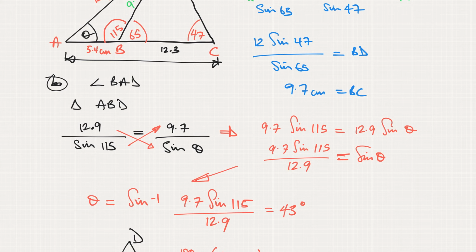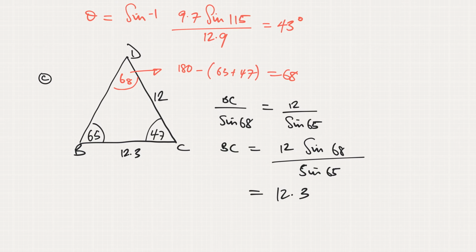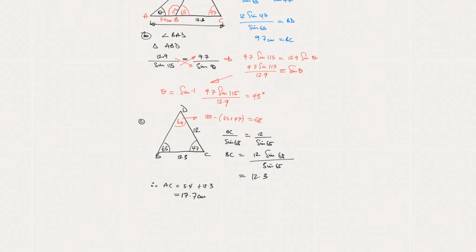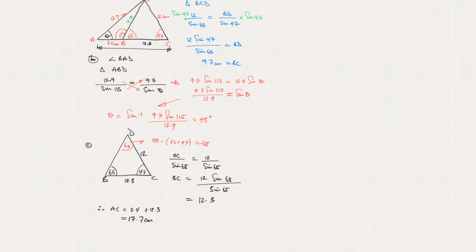So I'll just pop that down at the bottom here to say, to final answer the question, therefore AC is equal to 5.4 plus 12.3, which is 17.7 centimeters. And that's it done. So that's just a quick problem solving question just to show you how you can use the sine rule to get everything into perspective, and that's our whole question there.